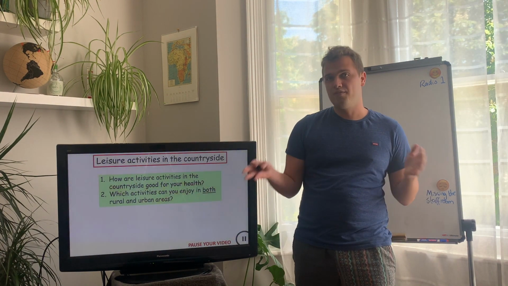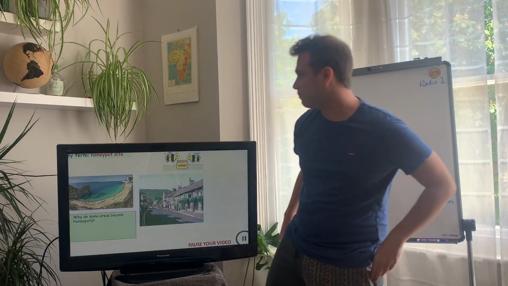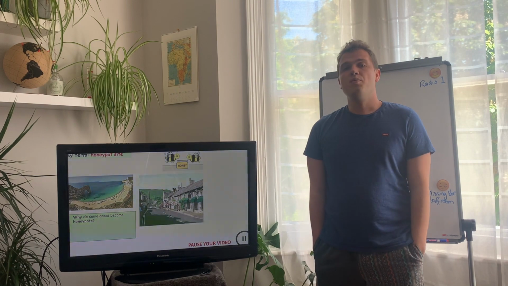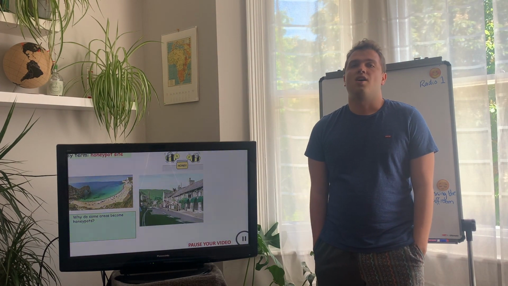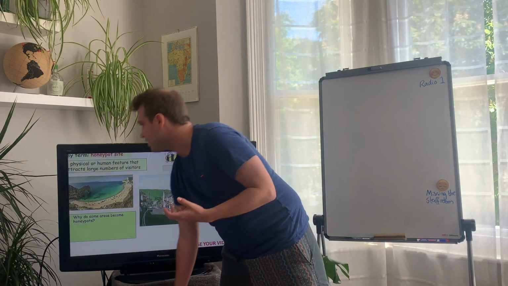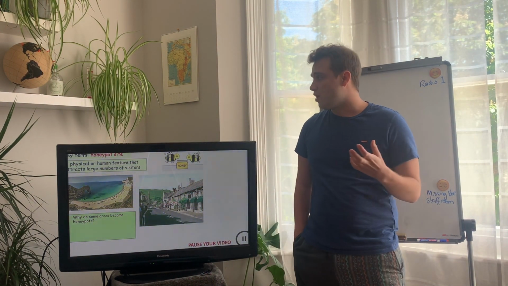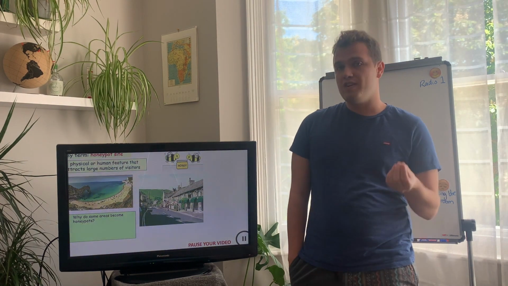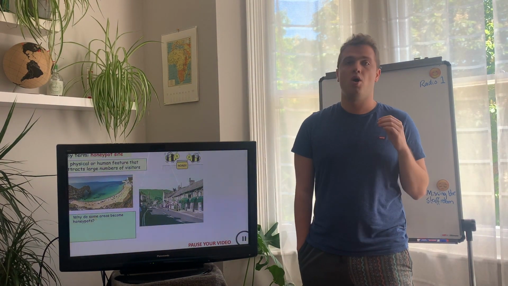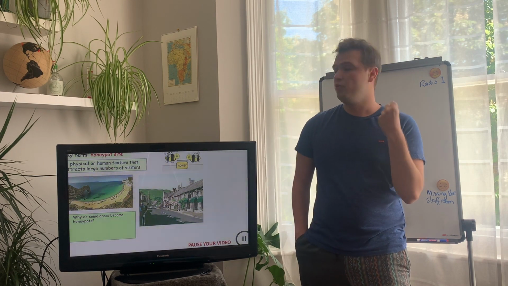So there are a lot of differences between these activities in your rural and your urban areas. When we talk about places that are really popular leisure sites, we call these a honeypot site. A honeypot site is a key term you're going to write down: it's a physical or a human feature that attracts a large number of visitors. So a particular site, a place where lots of people flock to.